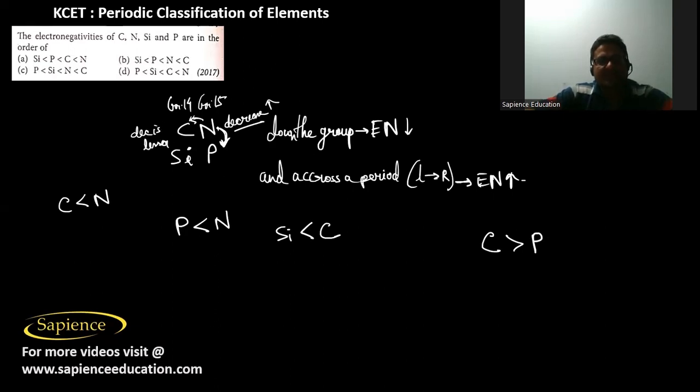So there is more decrease from nitrogen to phosphorus than from nitrogen to carbon. So for carbon, the electronegativity will be slightly higher than that of phosphorus.